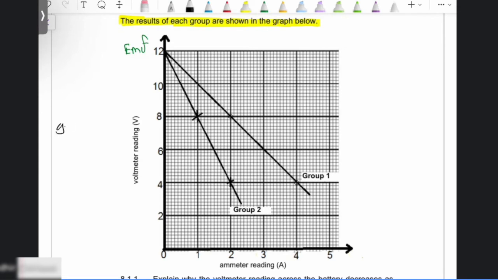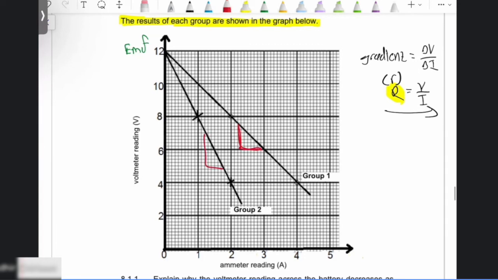Just so we already know our gradient here, let's actually write it on the side. Our gradient here would essentially be the change in voltage over the change in current, and we know that voltage over current is resistance. So we know that it's representing some sort of resistance. What resistance does this gradient actually represent? Because it's constant, this gradient represents internal resistance. This gradient doesn't just represent any resistance, it specifically represents internal resistance, because it's constant. This gradient is constant for itself, and this gradient is constant for itself.